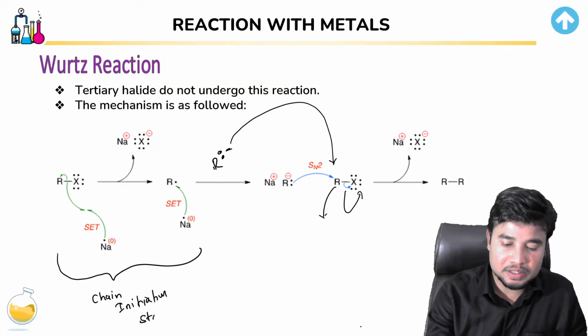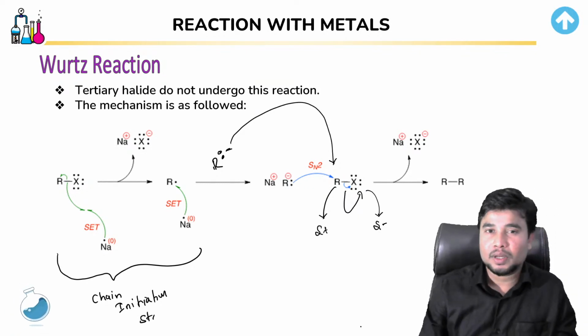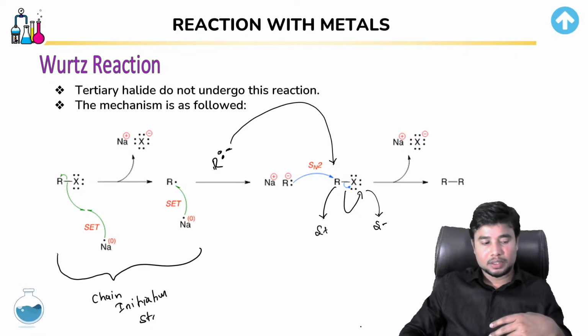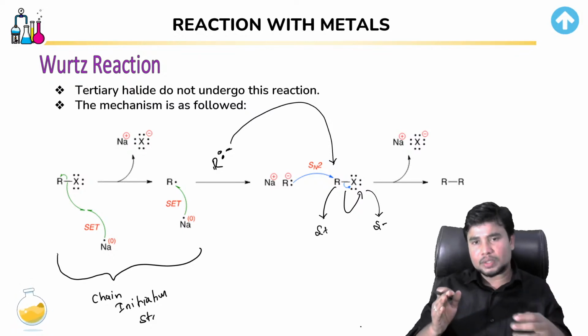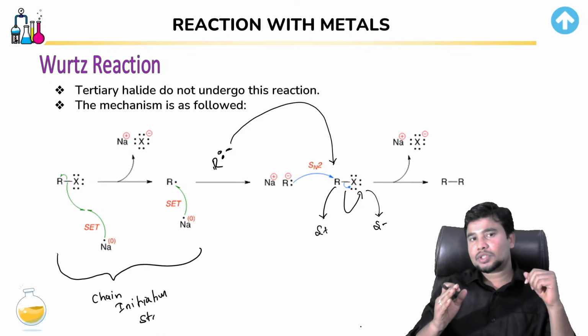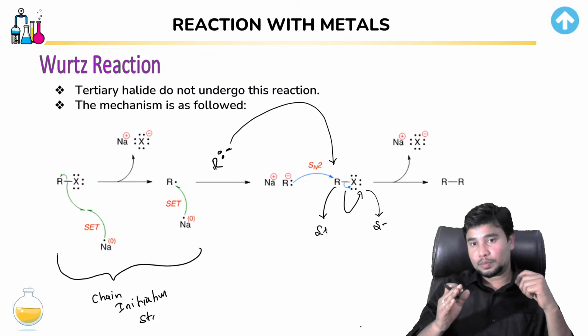Now how does it happen? This R group over here has a partial positive character. This X, because it is electronegative, is the major reason which has given the R group a partial positive character. So what has it caused? It has caused the bond to become polar, and that gave the chance to this R minus to give its electron to that R.